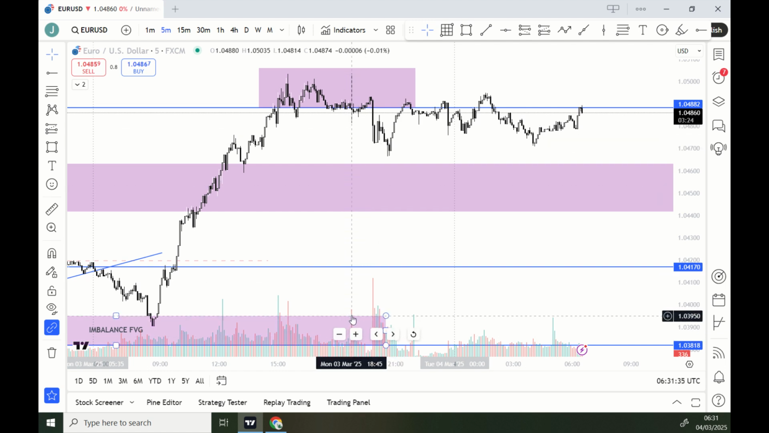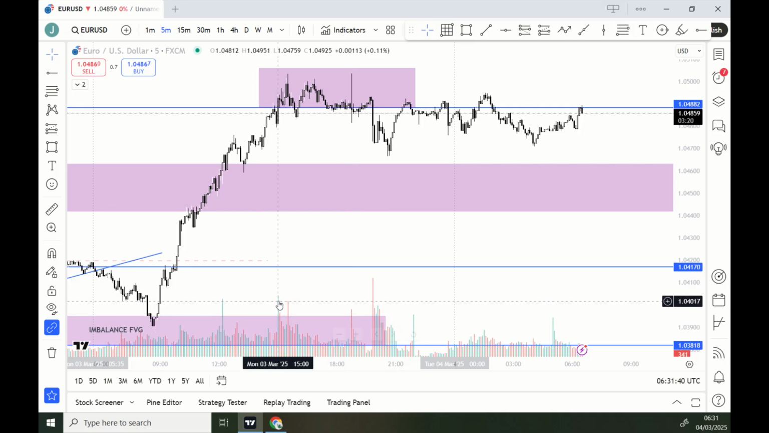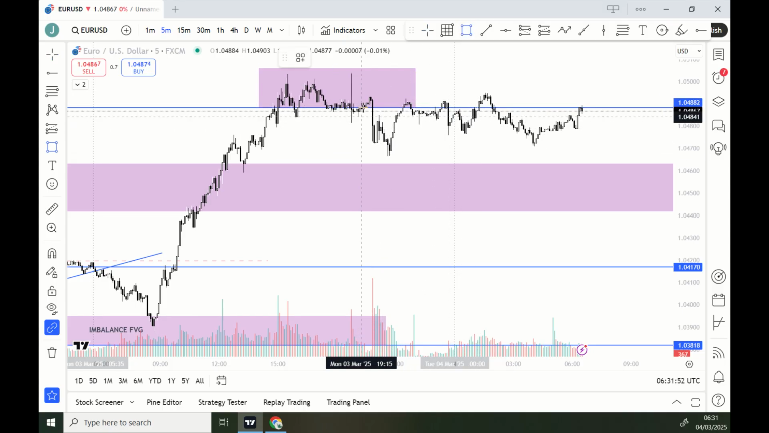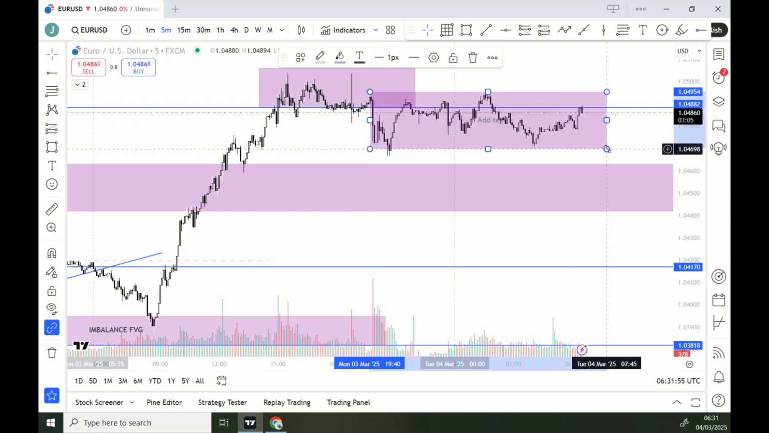But this indication here is showing me that there's only medium volume. If I look at this candle here compared to this candle, there was major indecision. So buyers and sellers both got into the market at this time. And now, price has been hovering and consolidating around this area here.